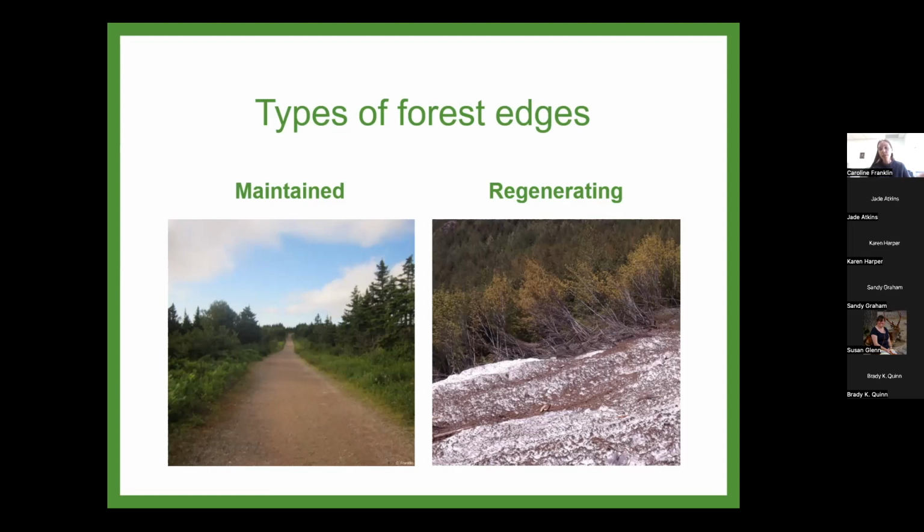An alternative to maintained forest edges is regenerating edges. So in this example here, this is a natural forest edge because it was created by an avalanche. And typically what would happen here is the forest would regrow. So this would be considered a regenerating forest edge.